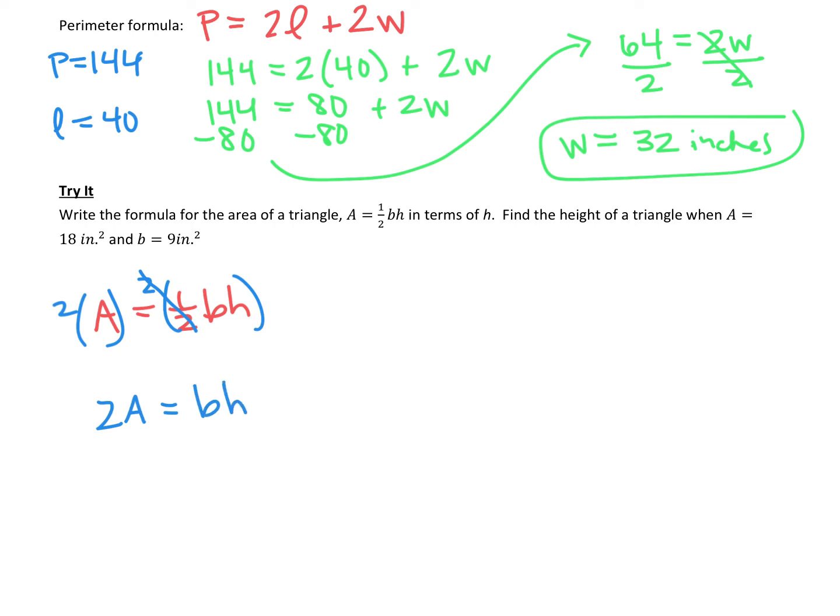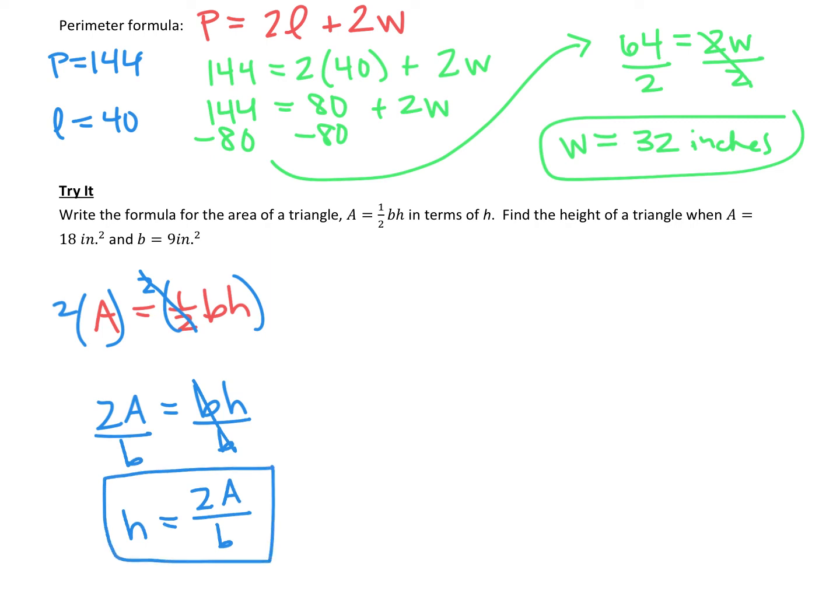We are solving for the height. The height is being multiplied by B. So to undo that, we will divide both sides by B. Cancel your B. So our height is equal to 2 times the area of the triangle divided by the length of the base. Now that we have that formula, answering the next question is pretty easy.